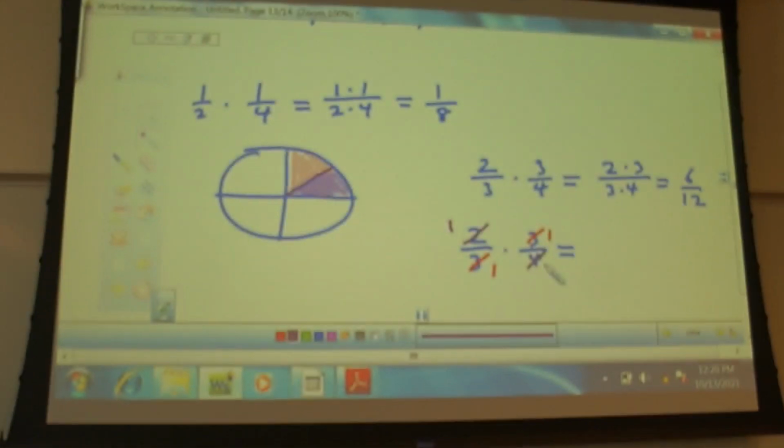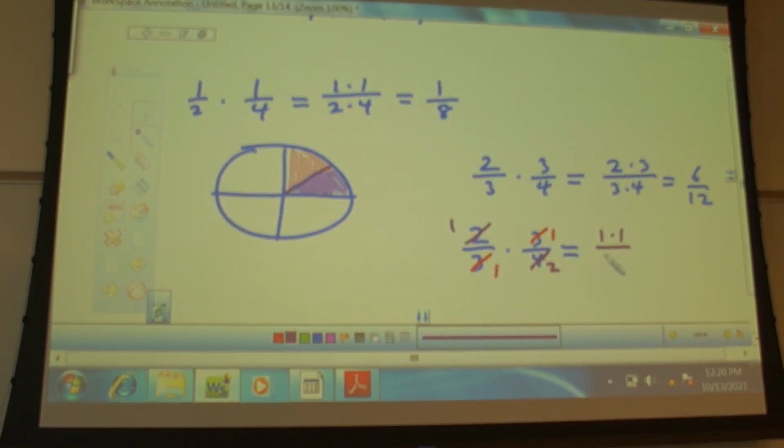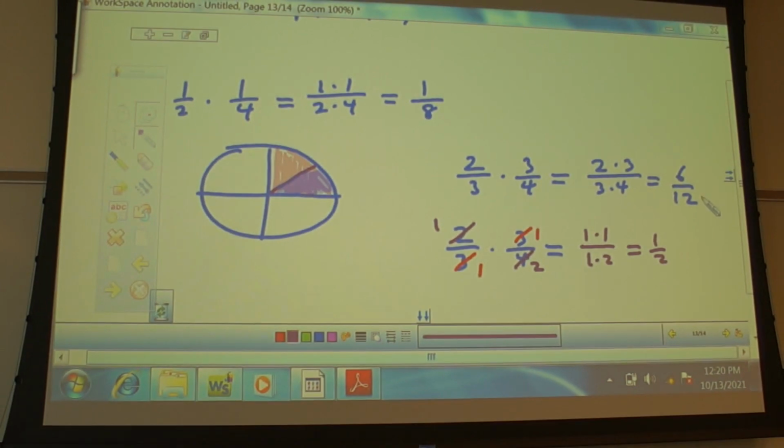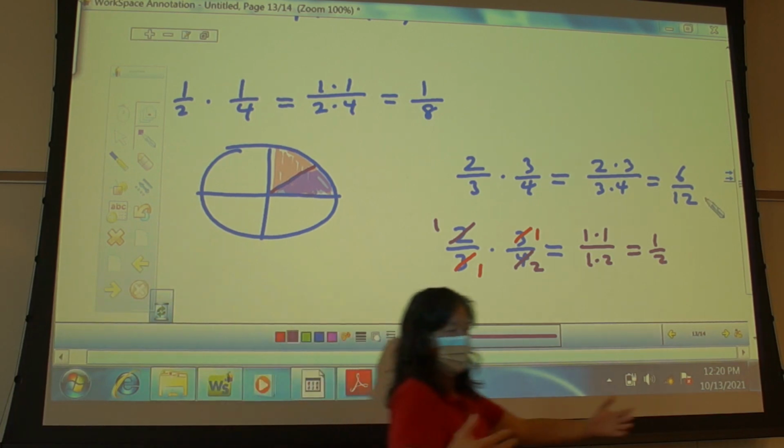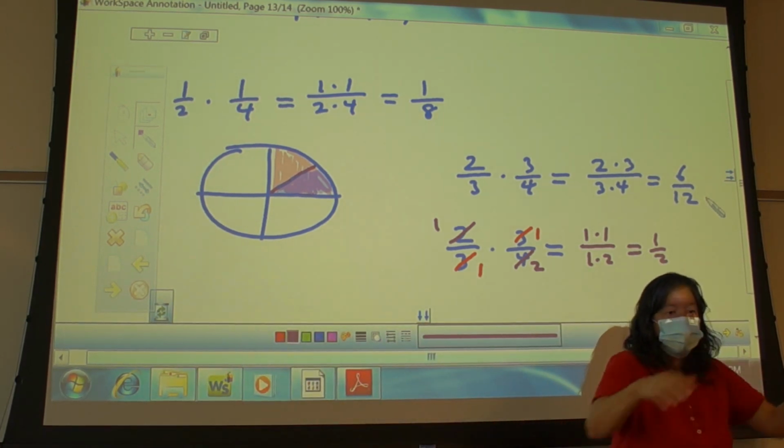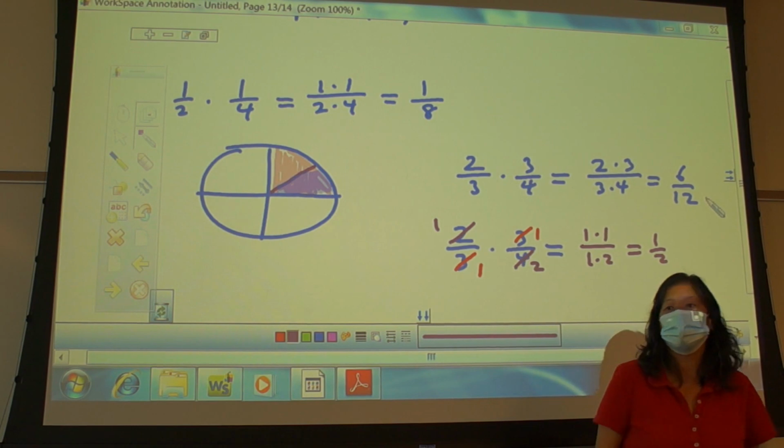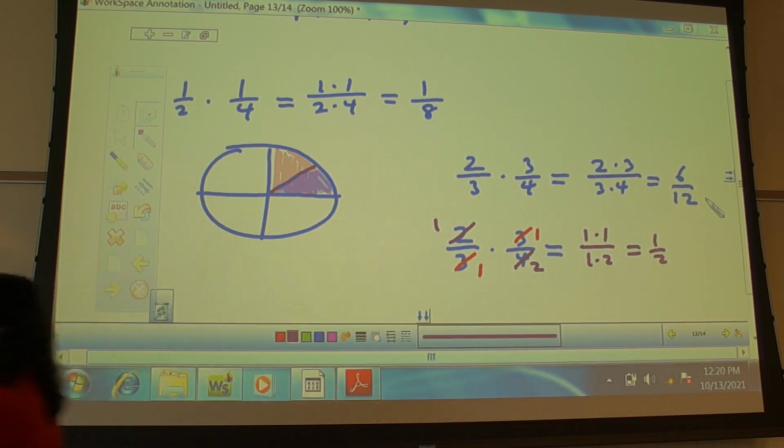The 2 and the 4, what do they have in common? You can divide by 2. So if I divide this by 2, I get 1. If I divide this by 2, I get 2. So then you end up doing 1 times 1 over 1 times 2, 1/2. And if you think of it, 6/12 is the same thing as 1/2. If you have 6/12 of a pizza, that means you have half of it. There's 12 pieces, you have 6 of them, you have half the pizza. Okay, so let's just take, cleaning it up before or after, basically, yeah.